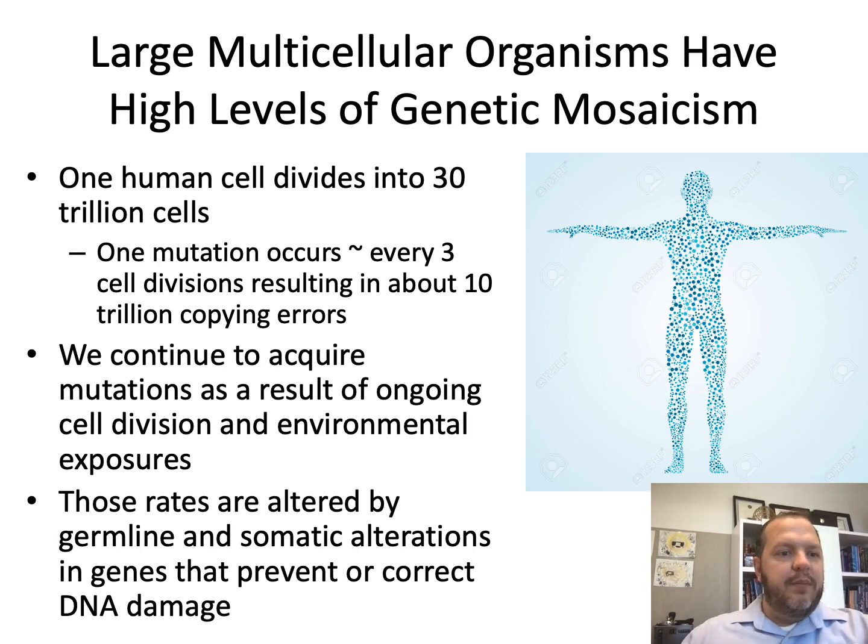In addition, those rates can be altered either by inheriting a germline variant or acquiring a somatic variant in genes that prevent or correct DNA damage. So, for example, people who inherit a p53 mutation have a higher background mutation rate. That's to say that within each of us, there's this enormous genetic diversity that occurs that we really haven't defined with measurements, and we know very little about how that genetic diversity contributes to human health and disease.